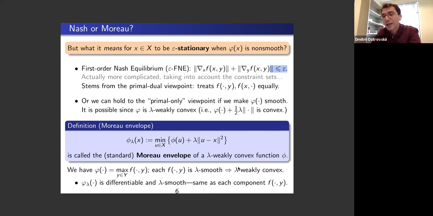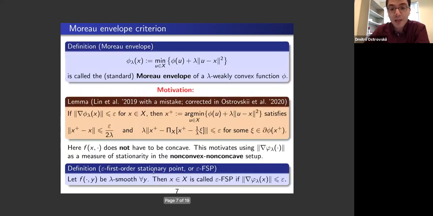This is the reason why we decided in this project to focus on the Moreau criterion. So another reason, as I promised, let me explain that. Let me motivate. I will just recall a result taken initially from Lin, but there is a mistake in their paper, which, to the best of my knowledge, they did not correct. They tried to correct it, but what they proposed is still incorrect.